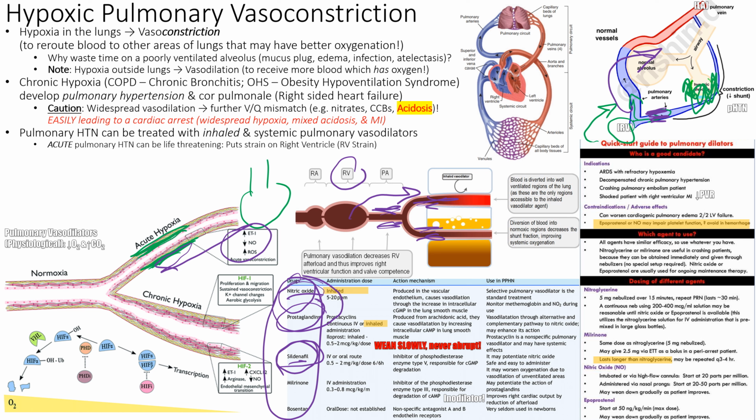Widespread hypoxia causes vasoconstriction, right? And yes, it's normally protective, but with chronic hypoxia, that's our COPD patients and our obese patients, who have obesity hypoventilation syndrome. That's where they are too big to breathe, where their chest wall is literally so filled with adipose that it can't expand adequately, especially when sleeping. So they are chronically hypoxic over time. Okay, so they develop pulmonary hypertension, and that leads to right-sided heart failure, otherwise known as cor pulmonale, right?